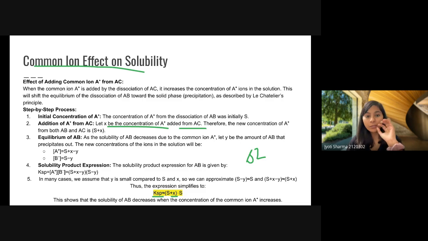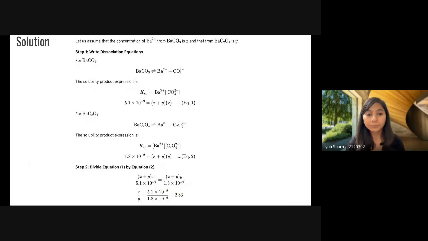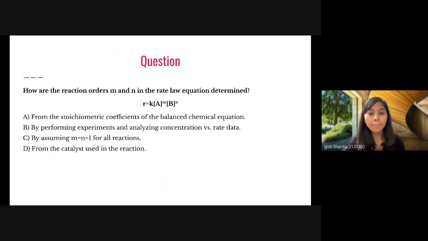So this is how the solubility product formula will be changed whenever you are adding another compound that has the common ion. So this is how you can solve. I'm not going further into this. So this is how you can see the solution, how we can calculate this. Okay, so next coming to the rate law.